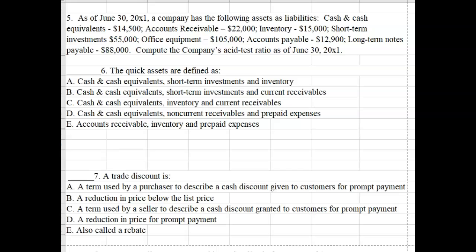Okay, let's do an acid test ratio problem. As of June 30th, 20X1, a company has the following assets and liabilities. Cash and cash equivalents are $14,500. Accounts receivable is $22,000. Inventory is $15,000. Short-term investments are $55,000. Office equipment is $105,000. Accounts payable is $12,900. Long-term notes payable are $88,000. Compute the company's acid test ratio as of June 30th, 20X1.